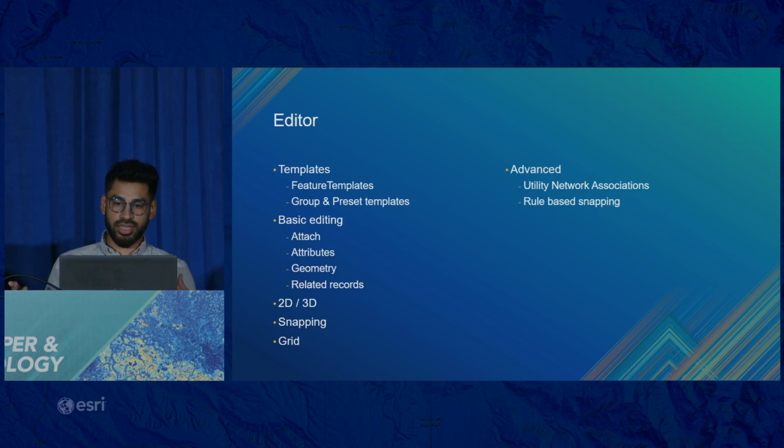We also have, editor, just like feature table, supports basic editing from attachments, attribute updates. Editor does provide geometry updates as well as support for related records. Editor supports both 2D and 3D workflows. We also provide snapping, and new as of the last couple releases, we also display a grid that you can snap to as well. Some of the advanced capabilities range from editing your utility network associations to rule-based snapping, all out of the box within the component.